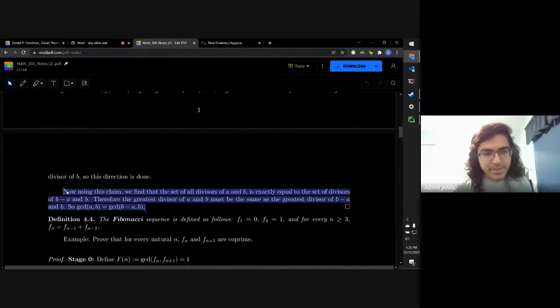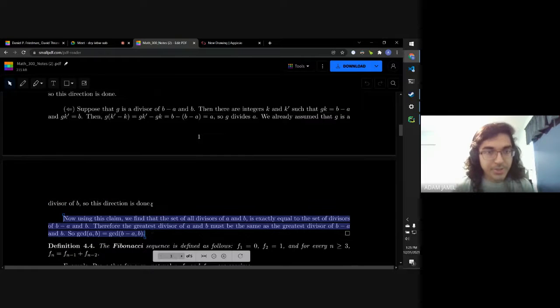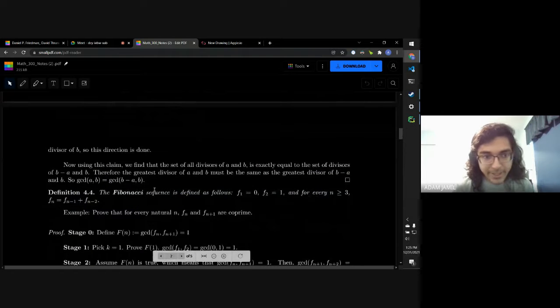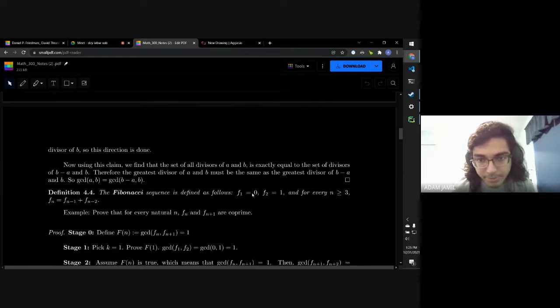And I'll save this detail for yourself. You can think about why this shows the GCD is actually equal from this. Okay. So most of you should know Fibonacci, but I'll just repeat it for anyone who's not familiar.